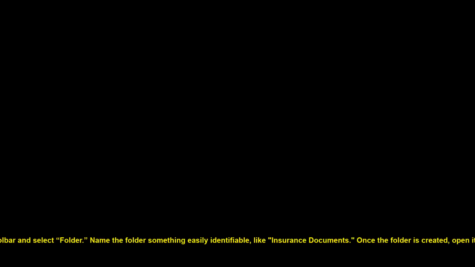Next, create a secure folder for your insurance files. Click on New in the toolbar and select Folder. Name the folder something easily identifiable, like Insurance Documents.